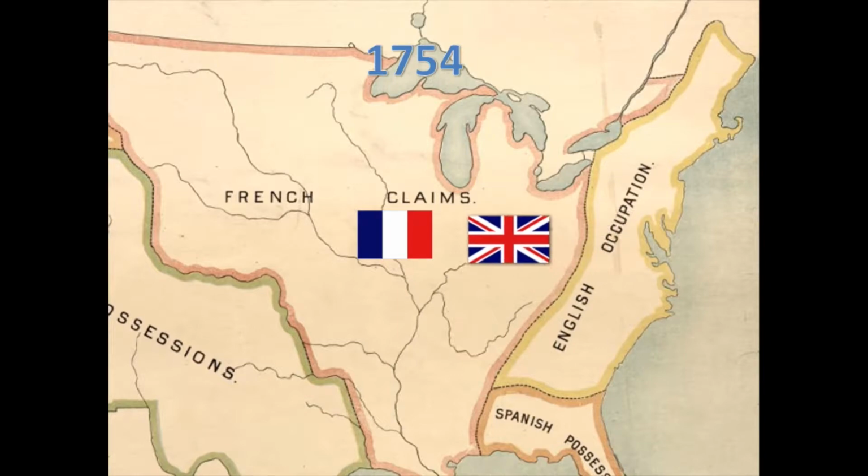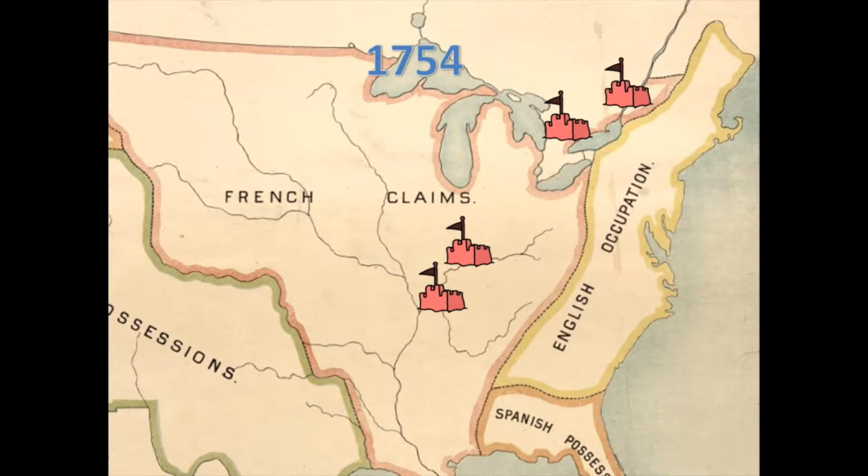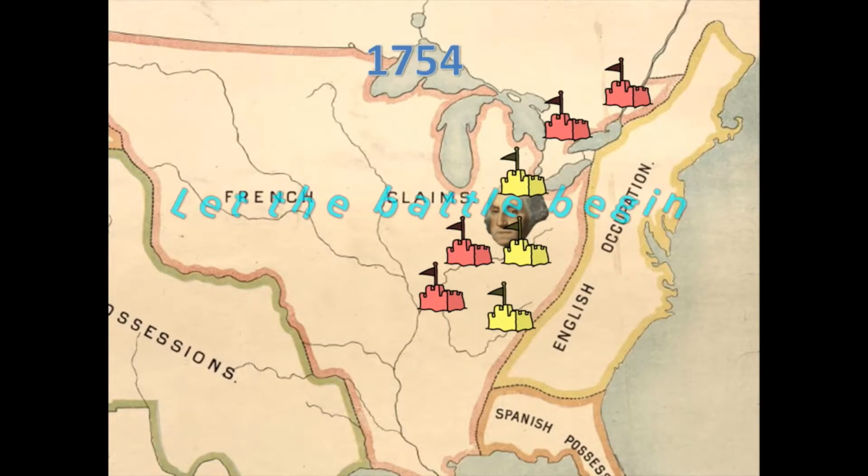The British went over to the Ohio Valley and were like, "Hey, you guys should leave and let us have this land." The French were like, "No, we like this land, you should leave." Then they built forts to protect their land. The British responded by sending George Washington down with troops to also build forts and attack the French. Fighting broke out and the war began in 1754.